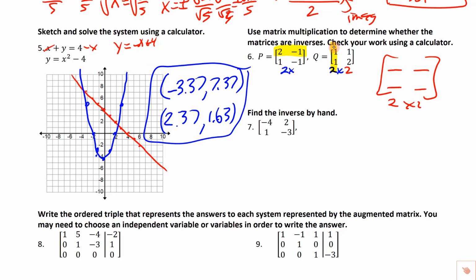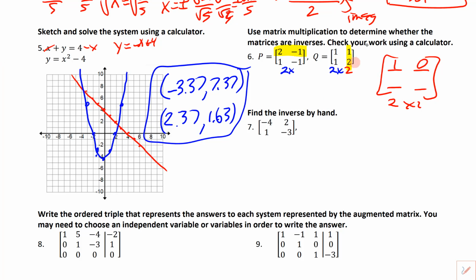So I've got 2 times 2 is 2. Negative 1 times 1 is negative 1. So we do end up with a 1 right here. And then the next one is first row, second column. So I'm going to take the first row, multiply it with the second column. So I've got a 2 times 1 is a 2. Negative 1 times 2 is a negative 2. So we end up with 0 there.